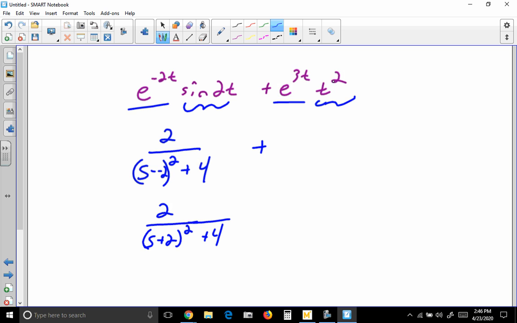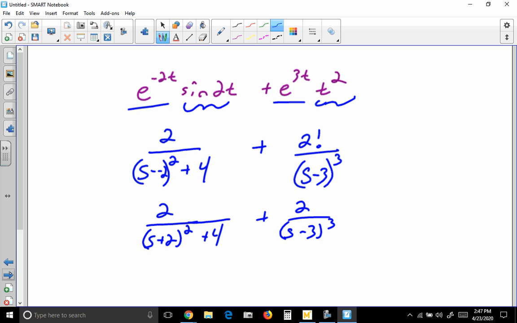When we transform this one, t squared we've done several times. That's 2 factorial over s to the 1 greater power. This translates it 3 units over, so we subtract that number from s, so 2 factorial over s minus 3 cubed.